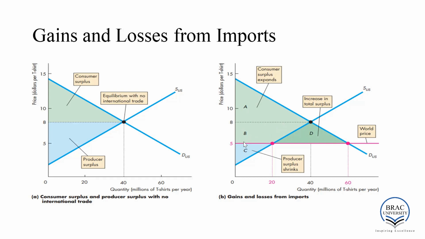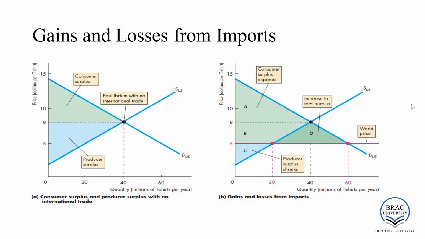And how about the producer surplus? It's the area above the supply curve and below the price, which is the area C. So the producer surplus has shrunk due to the availability of imported t-shirts. So from this picture, we can clearly see that the total surplus, which is A plus B plus C plus D, is greater than the total surplus when there was no international trade. So we can see that there has been a gain from the imports.